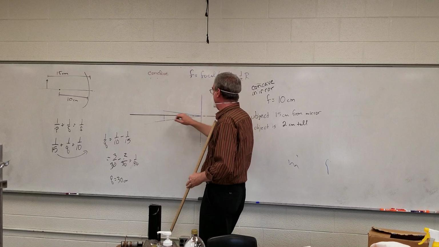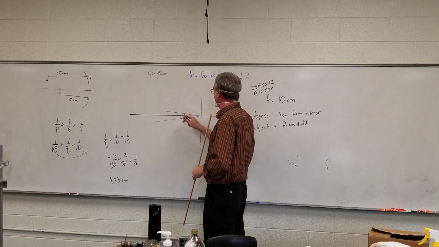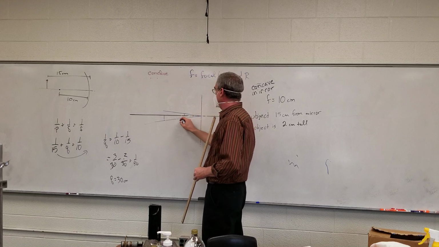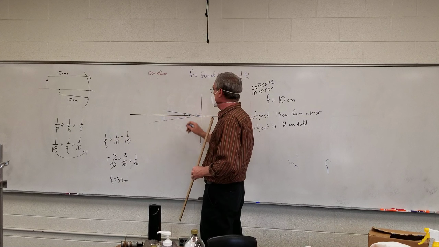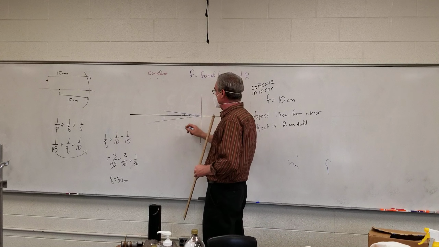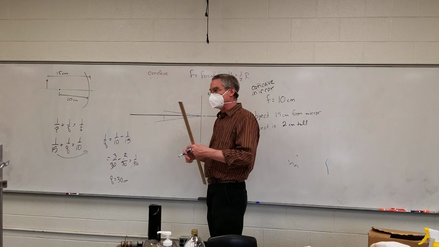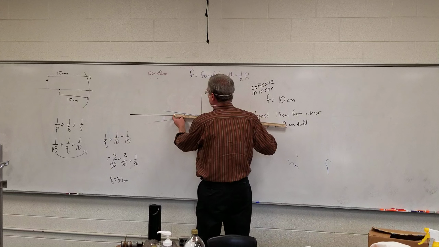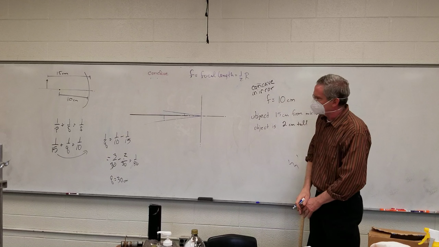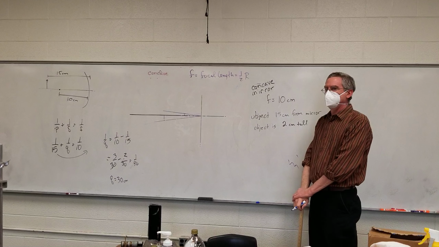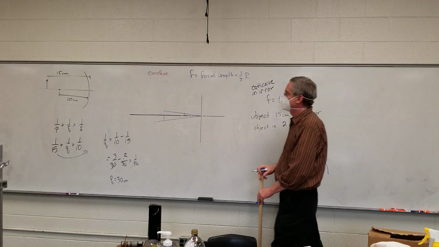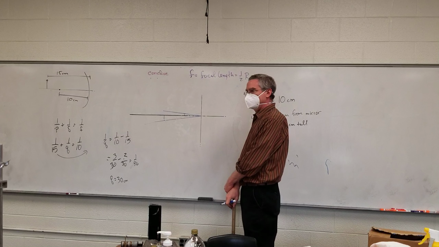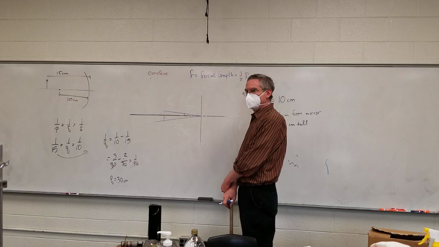So light that comes in, hits the center, it's going to bounce back through there. Light that comes in straight is going to go through the focal point, which was about there. And then light that goes through the center of the radius of curvature, or the center of curvature. Well, what is the distance to the radius of curvature from the mirror? That's a radius, so that'd be half radius.